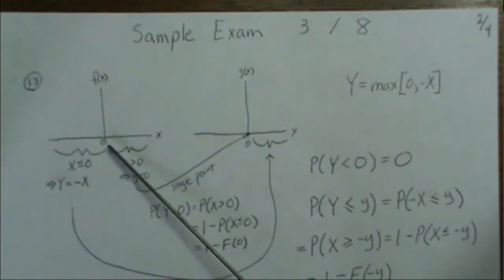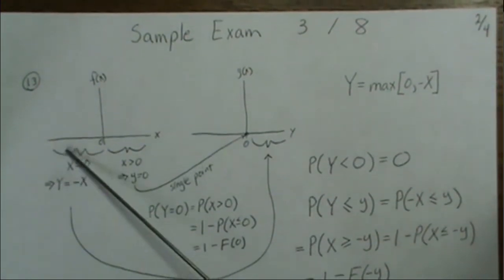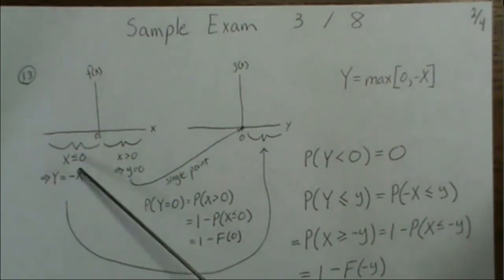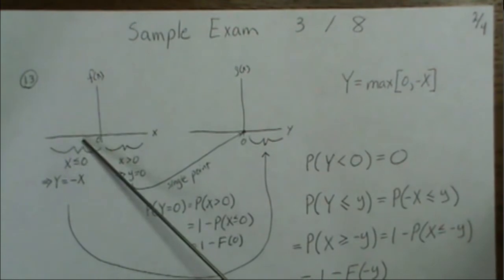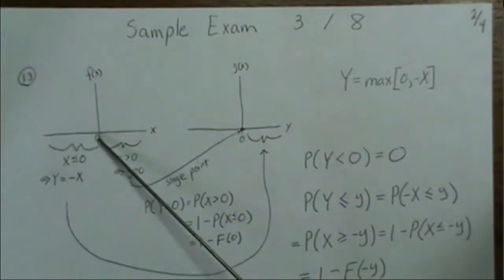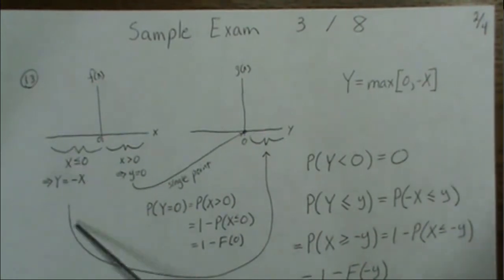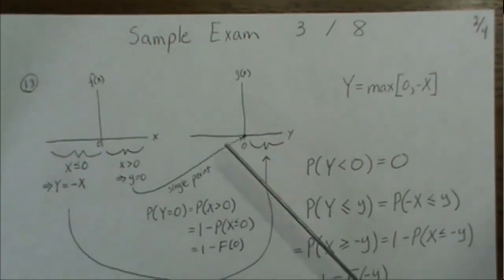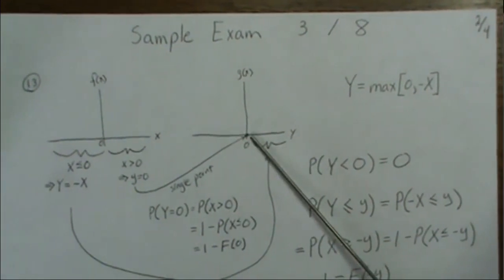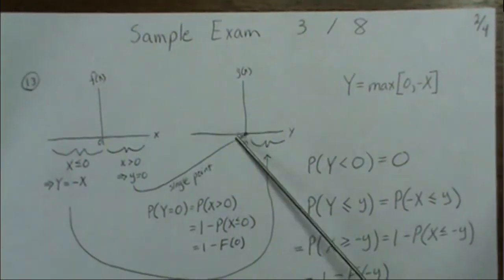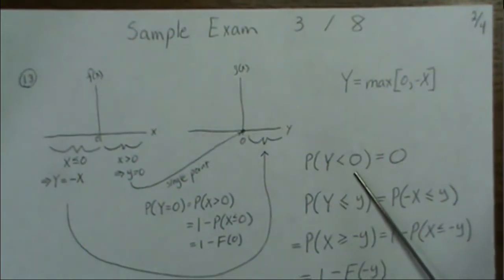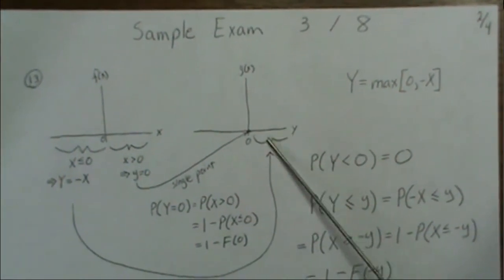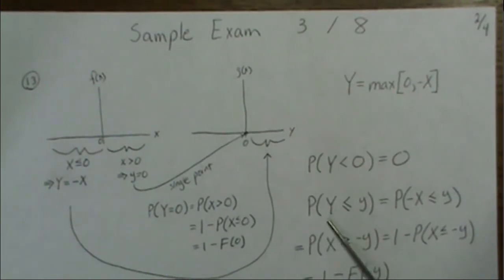Here, if X is 0 or negative, then Y is equal to minus X, which is positive, because X is negative. So if we take the negative of a negative, it's positive. So from 0 on, those are all mapped to positive Y. Okay, so the first note is that Y can never be negative. So the probability that Y is negative is 0.